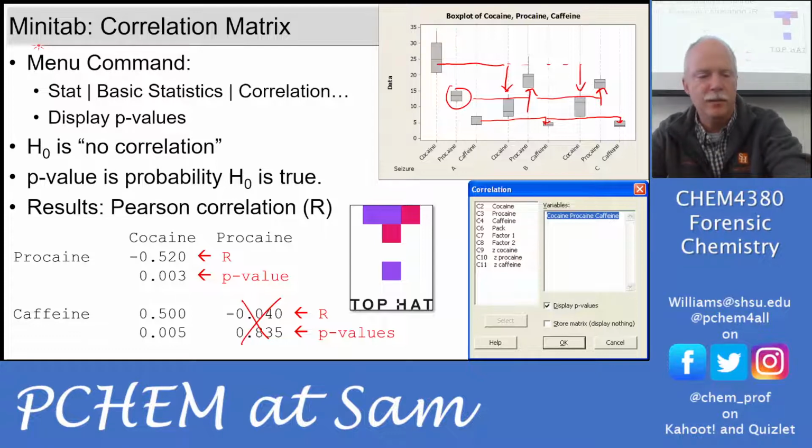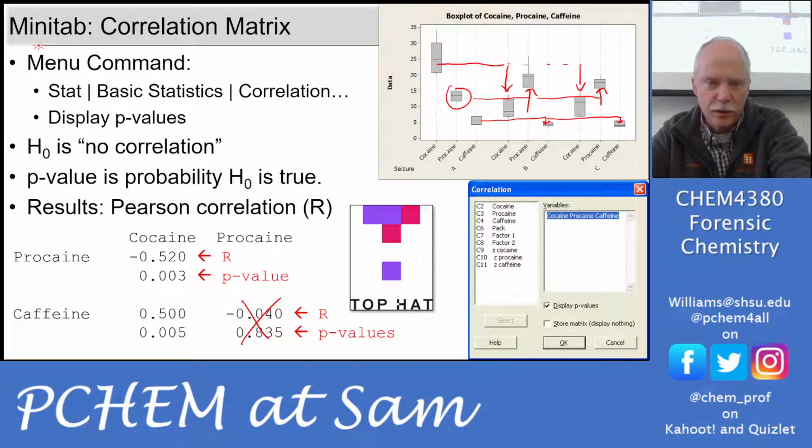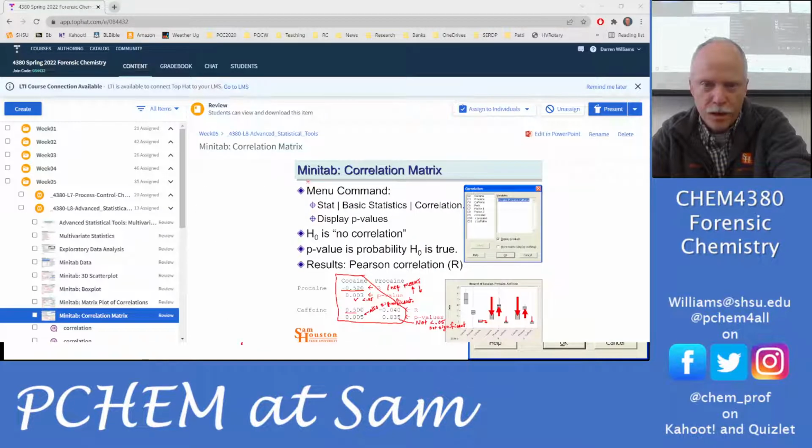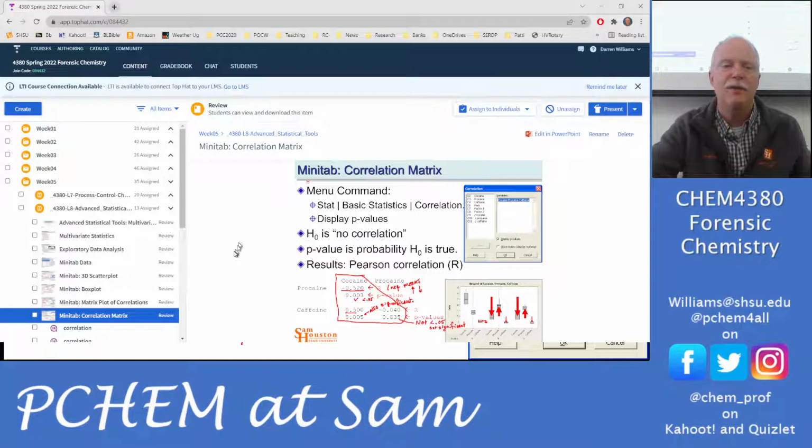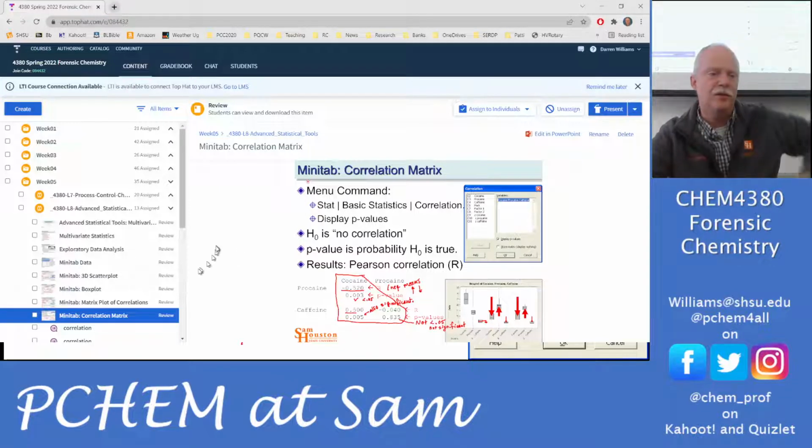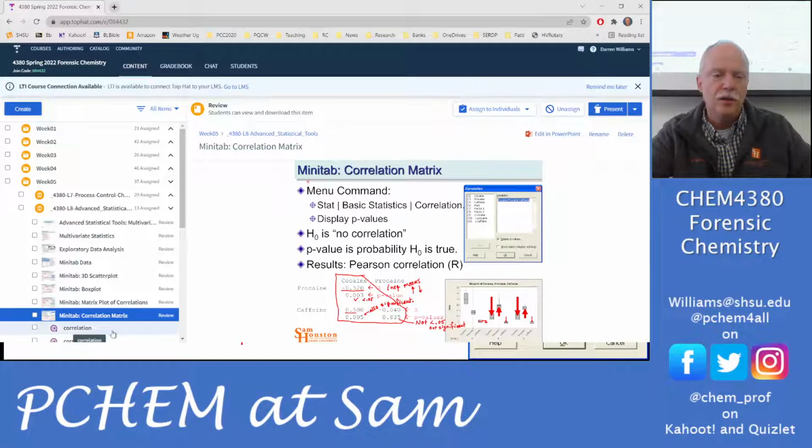So let's look at the top hat now. Let's go. So this is the one tool, this correlation, that I think you would come across more frequently. So that's why I'm testing you on it, and it's going to be on Tuesday's test. Okay.